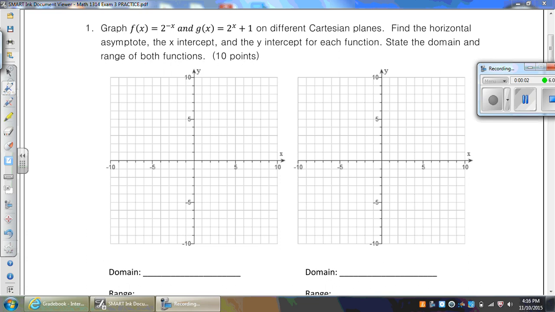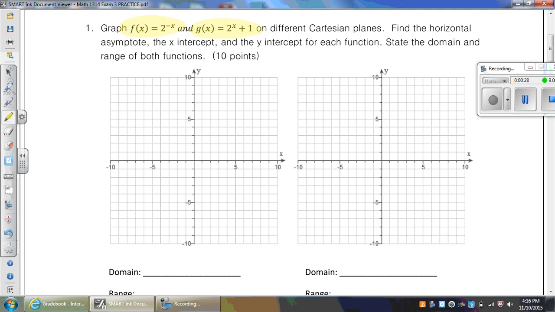So this video will cover the review for exam 3 of Math 1314, 2015 fall semester. What I want you guys to do, as I'm writing the problems, please try to work them out yourselves, okay? We have the first problem here: graph the exponential function 2 to the power negative x, and we also have 2 to the power x plus 1.